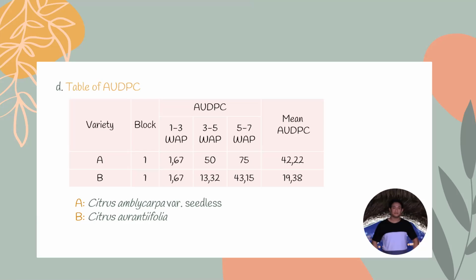Okay, based on the ODVG table, variety Citrus amblycarpa has an ODVG value of 1.67 in weeks 1 to 3 and continues to increase to 75 in weeks 5 to 7. And the Citrus aurantifolia variety has an ODVG value of 1.67 in weeks 1 to 3 and continues to increase to 43.15 in weeks 5 to 7. Next.